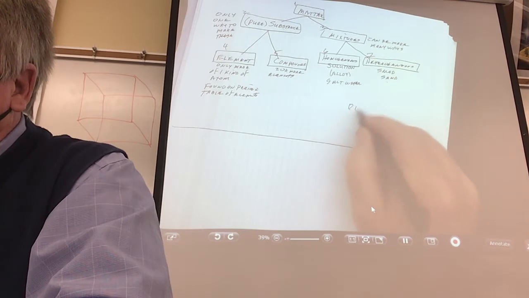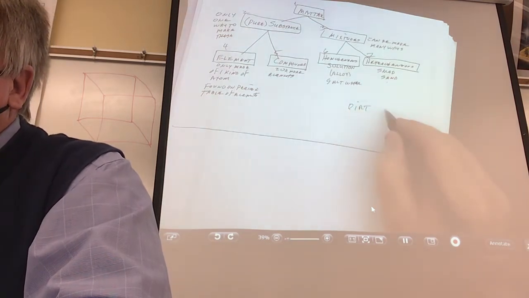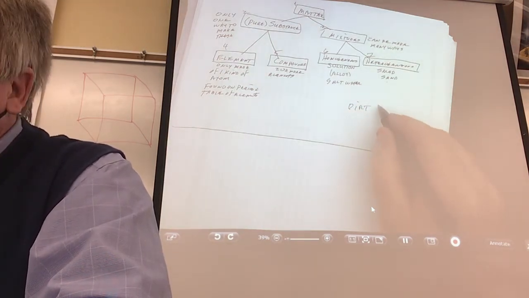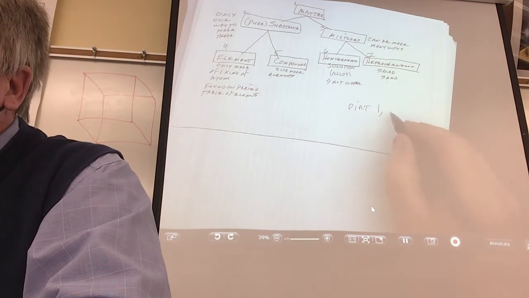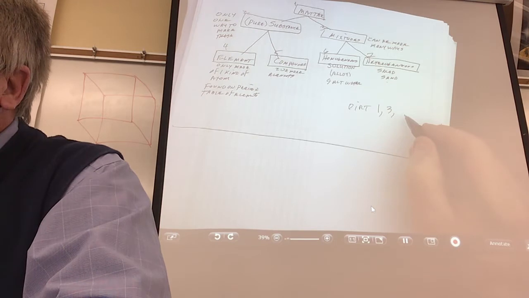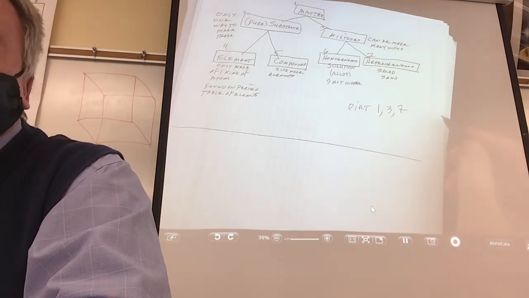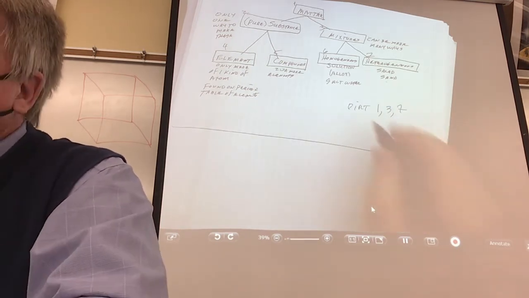Let's try dirt. Okay, is dirt matter? Yeah. Okay, 1. Next one. The mixture. 2 or 3? 3. Yes? Heterogeneous. What do you think? You got it. Let's try another one.